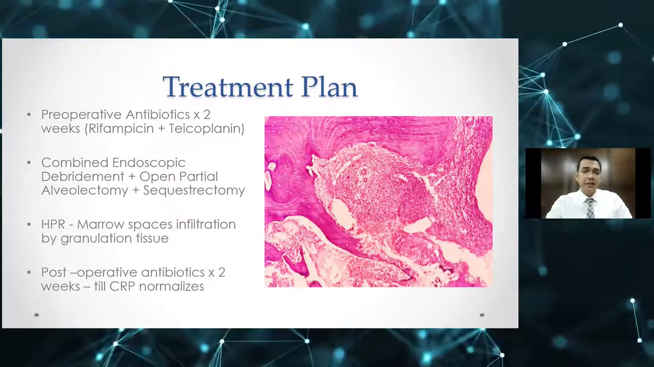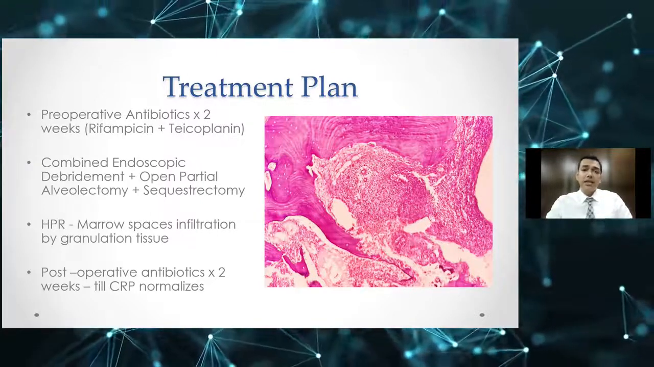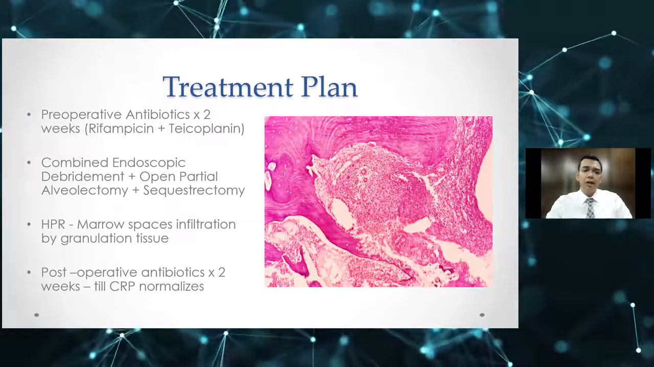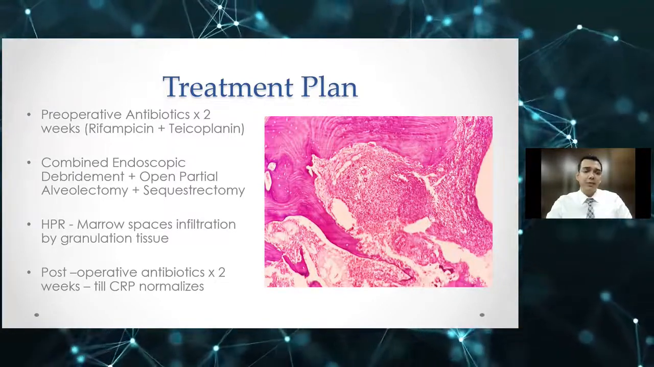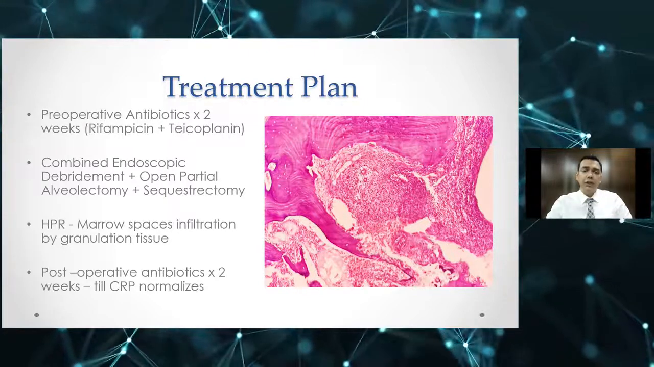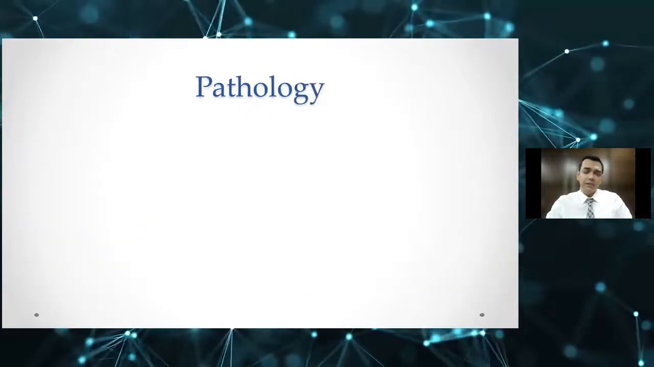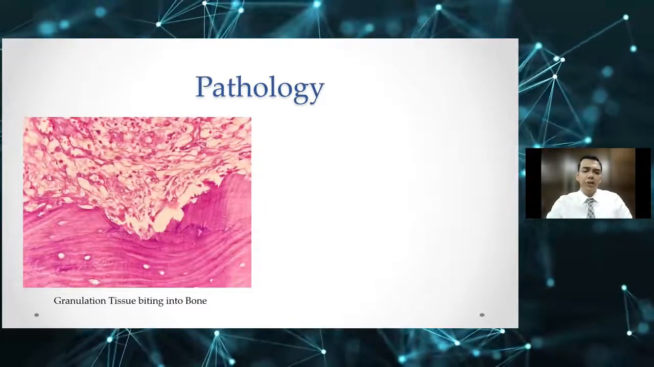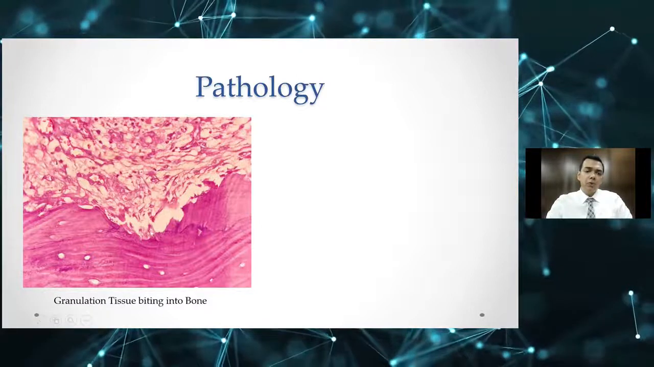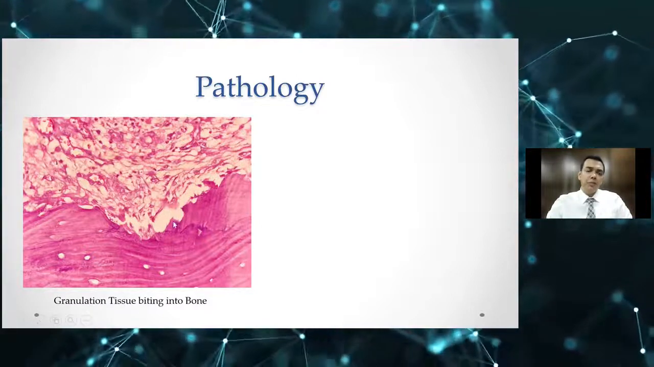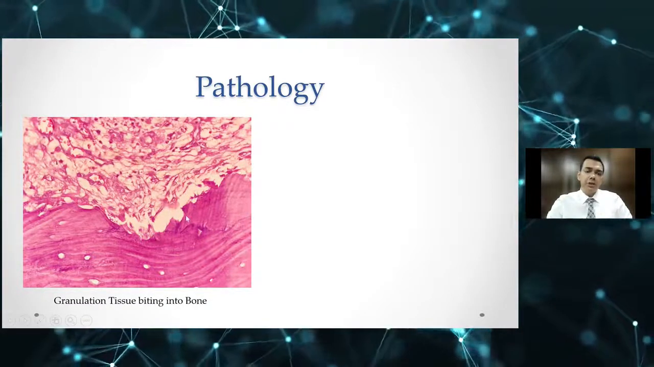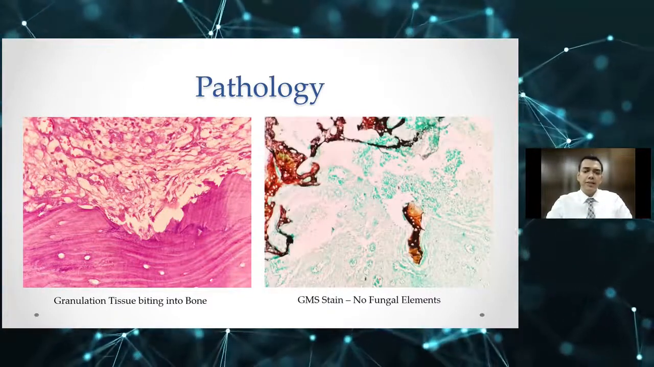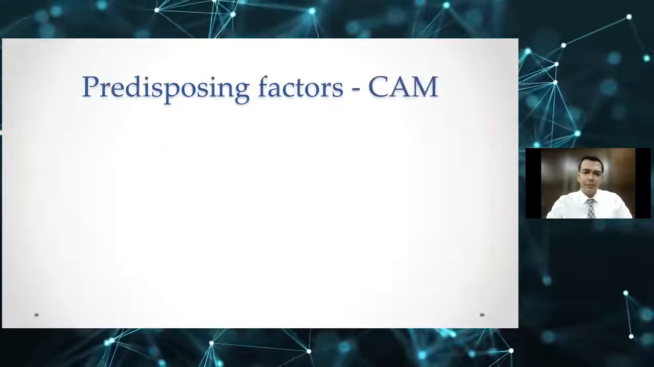I did an extensive literature search at that time, and even now, when this opportunity for the talk came in, I was looking, and I didn't get any case reports of any COVID-associated non-fungal osteomyelitis. Going deeper into the pathology, we saw a lot of granulation tissue eating up into the bone. In the high power view, you can see the scalloping of the bone tissue where the granulation tissue is eating up. And a special stain for fungus, the GMS stain, didn't show any fungal elements.